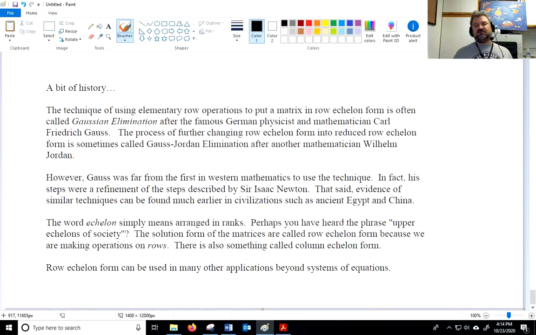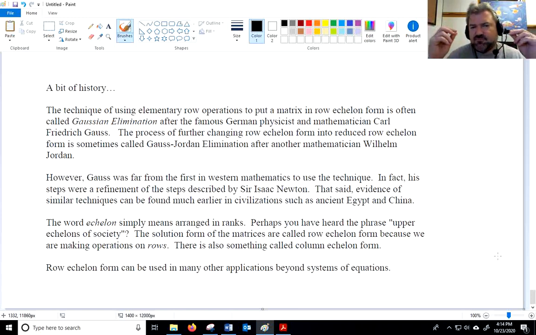Okay, we're going to close with a little bit of history. The technique of using elementary row operations to put a matrix in row echelon form is often called Gaussian elimination. It's named after the famous German physicist and mathematician Carl Friedrich Gauss. Gauss is early 19th century, whereas real matrix theory takes off kind of mid 19th century, so there's a little bit of a time discontinuity there. I'm not sure that Gauss was actually using a matrix so much, or he probably was, but not calling it a matrix. But the process of elimination, you'll hear it called Gaussian elimination.